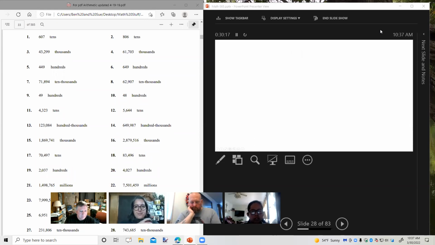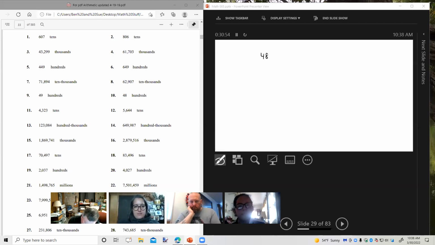Let's take a look at this one. 62,907, and it says 10,000s. So the 10,000s column would be the 6. One place to the right is the 2. 2 is less than 5, so we're going to round down. So we're going to get 60,000. Again, any questions there?